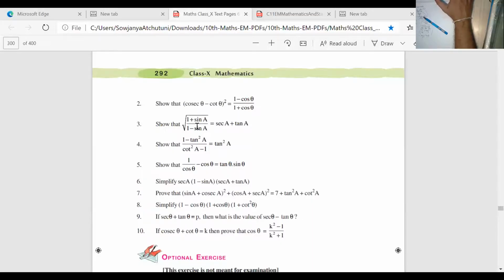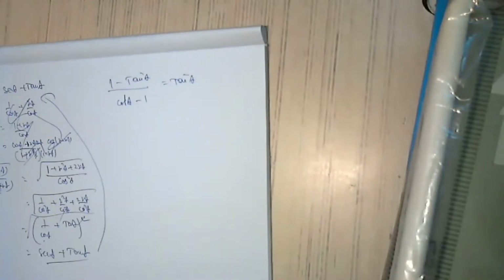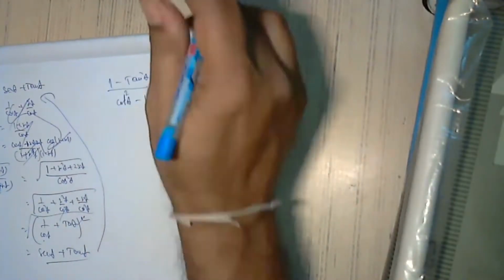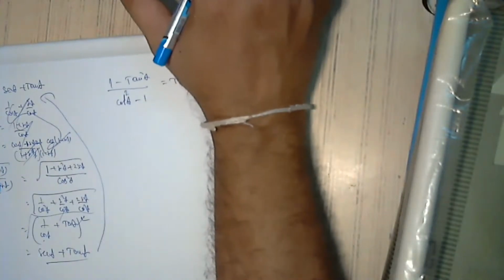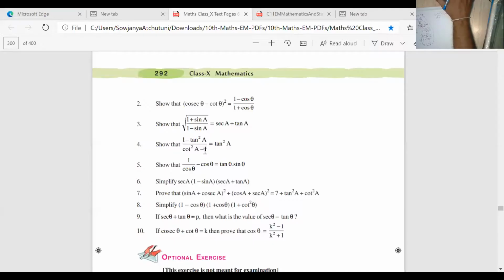Let us see this. Show that 1 minus tan square A by cot square A minus 1 is equal to tan square A. We have to prove this. So cot square A minus 1, what is this? Cot square A minus 1.